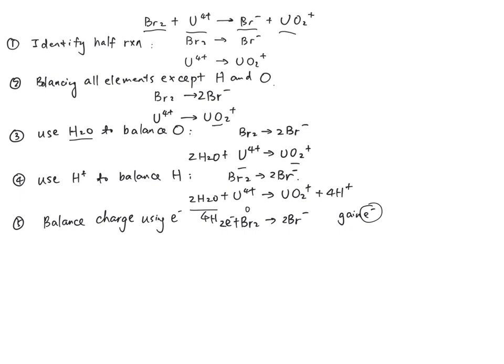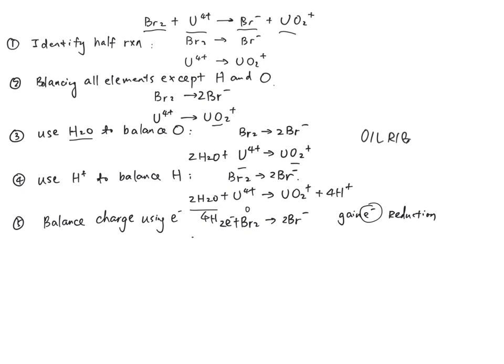Bromine gaining 2 electrons and producing 2 bromide ions. And if it's gaining, remember our OIL RIG acronym? Gaining is reduction. Reduction involves gaining of electrons. So this is actually a reduction half reaction. At this point, with the electrons, we can say that with certainty.